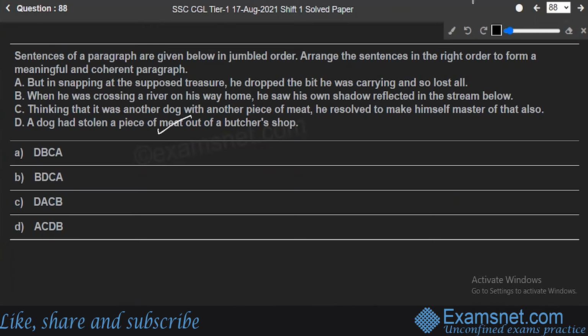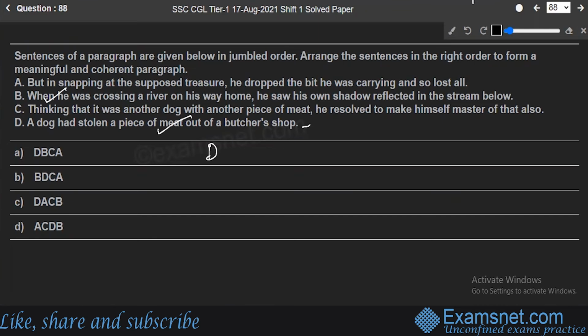D, a dog had stolen a piece of meat out of a butcher's shop, is going to be the first one. The author is talking about a dog who had stolen a piece of meat from the butcher's shop. So statement D will be the first line of the paragraph. Then sentence B will be the next one because it is connected with sentence D, as it tells what the dog did after stealing the piece of meat.